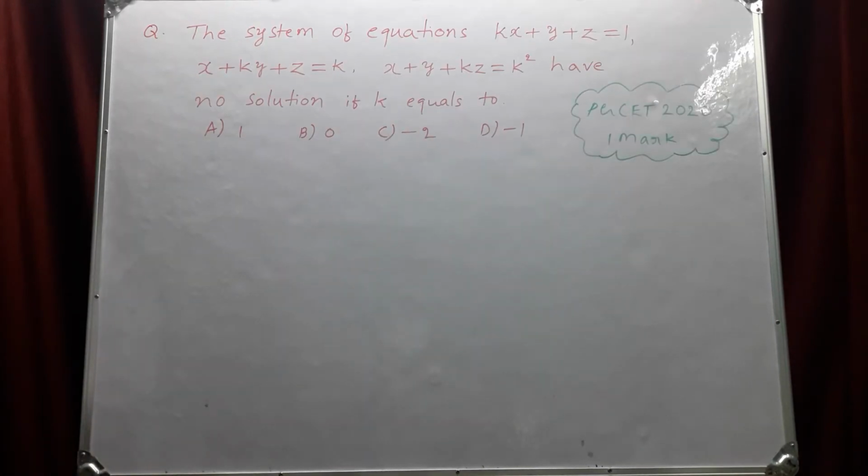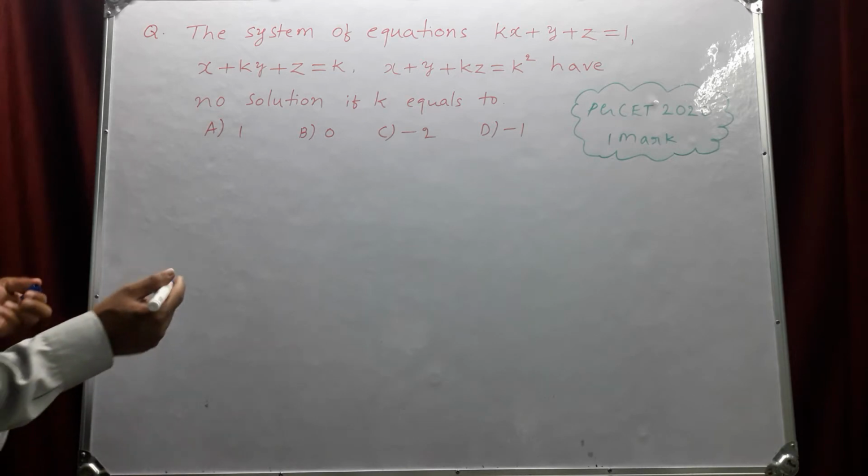Next question. The system of equations kx plus y plus z is equal to 1, x plus ky plus z is equal to k, x plus y plus kz is equal to k square have no solution if k equals to 1, 0, minus 2, minus 1. So this is 1 mark question asked in PGCET 2020. So solution.